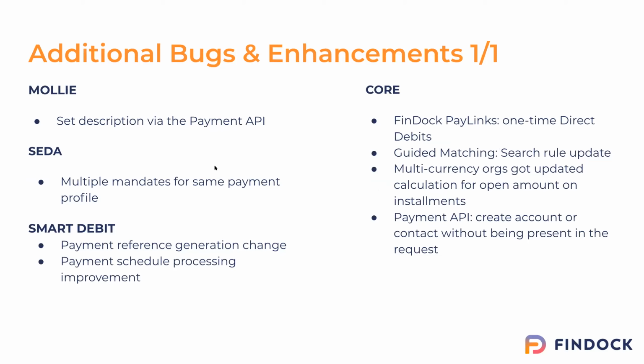In our release notes, you can find many different updates we made across our different packages and parts of the system. Some notable ones: for our Mollie customers, you're now able to set the description on the Mollie page for any payment method that we support from Mollie. We made some quality of life upgrades again for our Smart Debit customers. And we fixed a couple of bugs and enhancements we received in the last months around our payments API, for both one-time direct debits and, for example, the one where you want to create a contact or an account with that data not being present in the original API call.